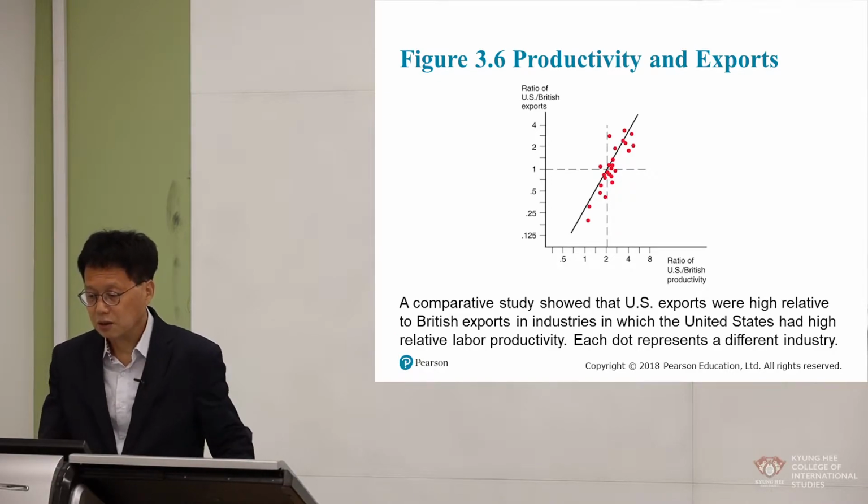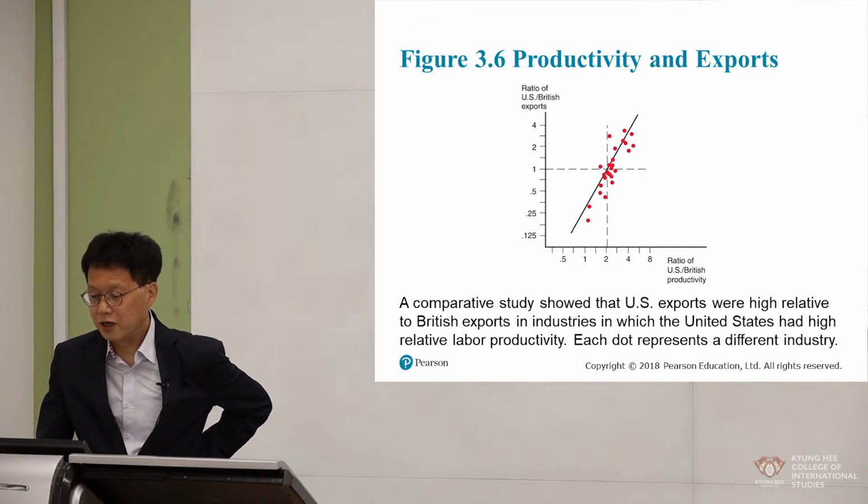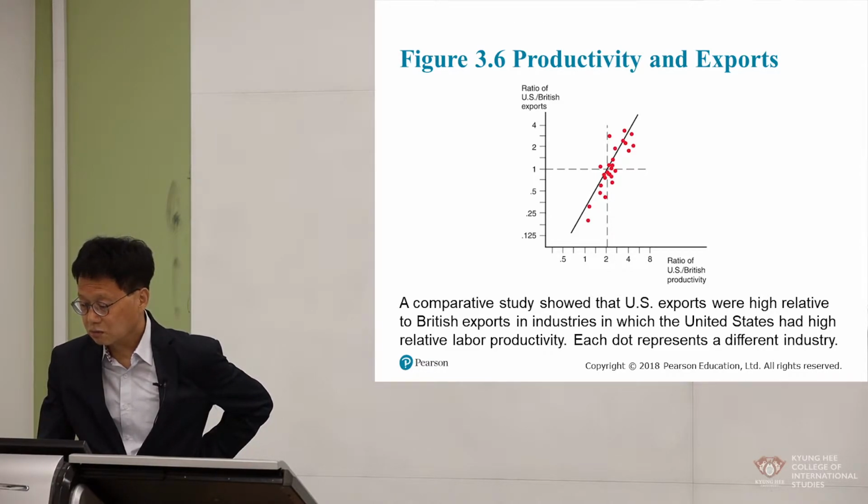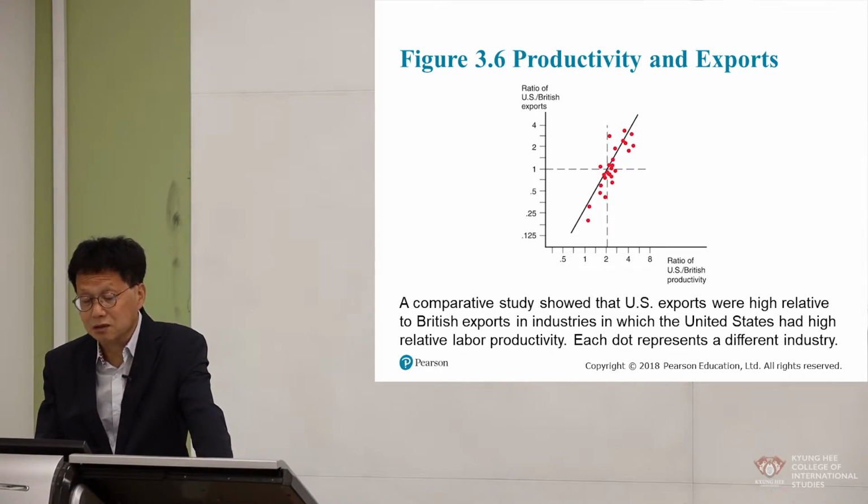Look at this graph. The Y variable is the ratio of U.S. to British exports. The X variable is the ratio of U.S. to British productivity, right? The dotted line is the actual value, and the straight line is the fitted value estimated by econometrics. Okay? Then we know that as X increases, Y increases. We can find a positive relation, right? That means countries tend to export in the sectors with relatively higher productivity, right?